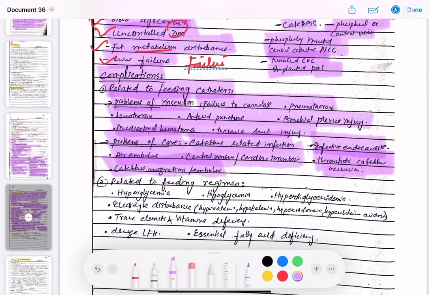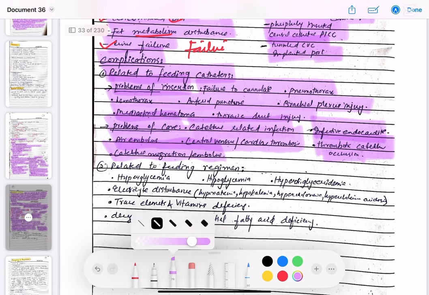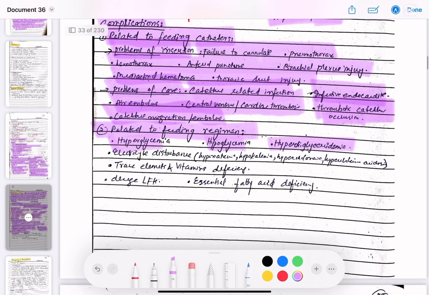So these are the complications related to the feeding catheter. Those related to the feeding regimens are hyperglycemia, hypoglycemia, hypertriglyceridemia, and electrolyte disturbances, that is hyponatremia, hypokalemia, and acidosis. Then trace elements, that is vitamin C deficiency, and deranged electrolytes and essential fatty acid deficiency.